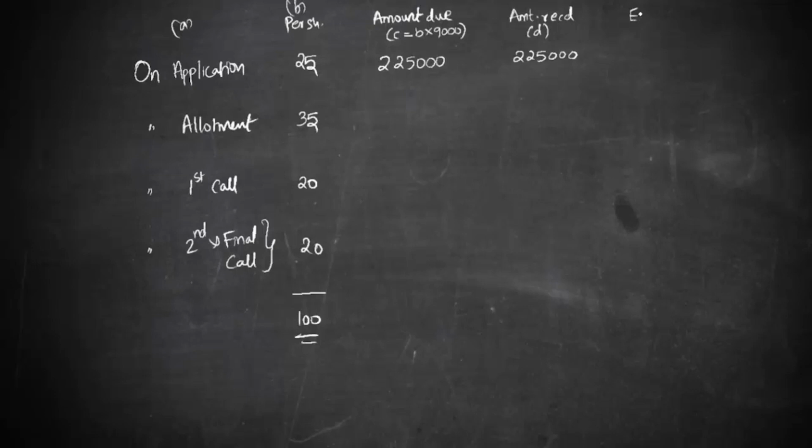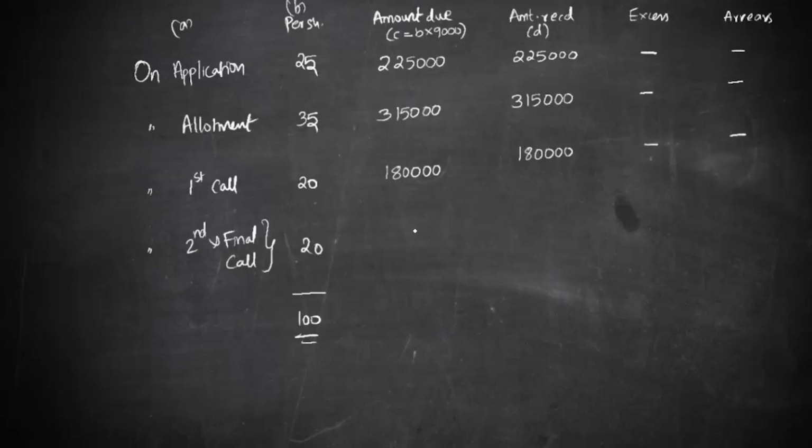It means you don't have any excess here and you don't have any shortage, or put it rightly, you don't have any arrears also. Then moving on to the second one, the amount due is 35 into 9,000, 3,15,000. This is the amount due, and here also you don't have any issue, that was received. So there is no excess, there is no arrears. In the first call it is 9,000 into 20, that is 1,80,000, and the amount received is also 1,80,000. There is no excess, there is no arrears.